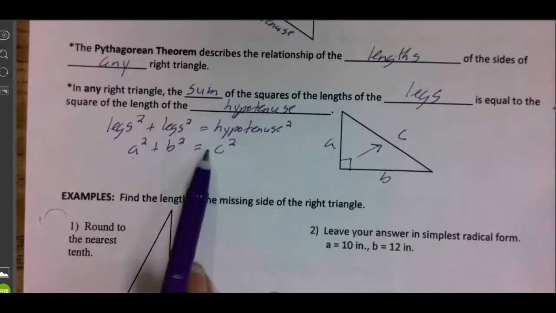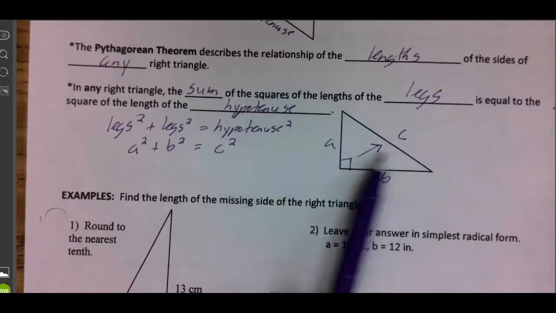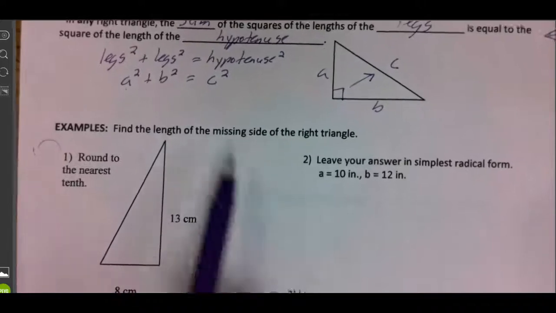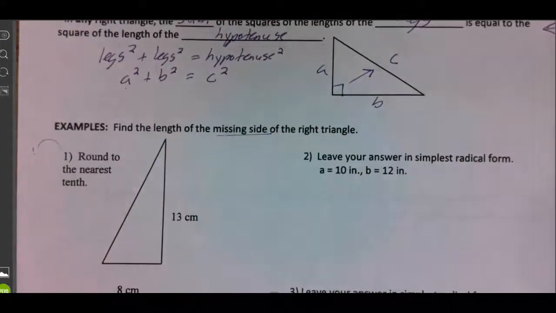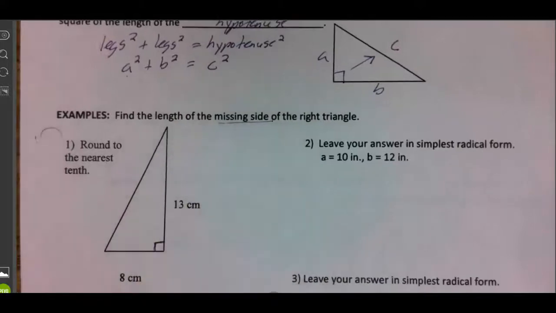So what is so wonderful, the reason it's so awesome, is that if you are given any two sides of a right triangle, you can find the third side. Okay, so we're going to find that missing side first. So here's my right angle.